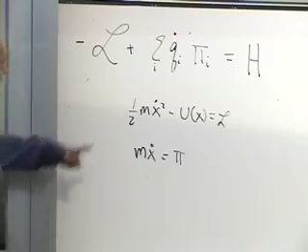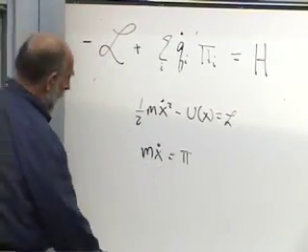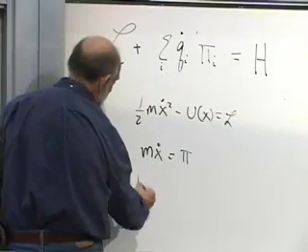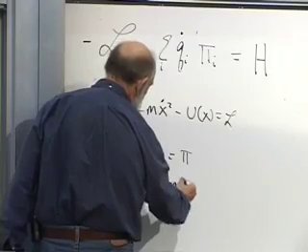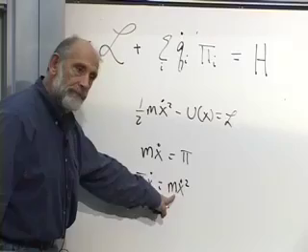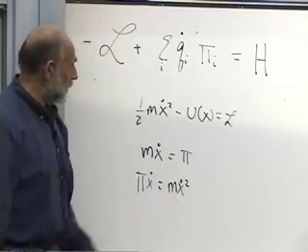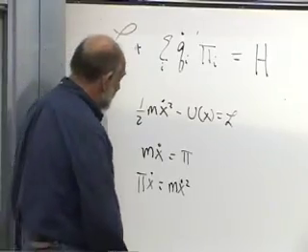What's pi times q dot? That's just pi times x dot. Pi times x dot, the first term here, is just equal to m x dot squared. We just multiply pi by x dot. So that's the first term here. Then we have to subtract the Lagrangian.